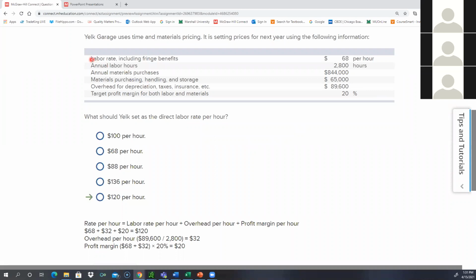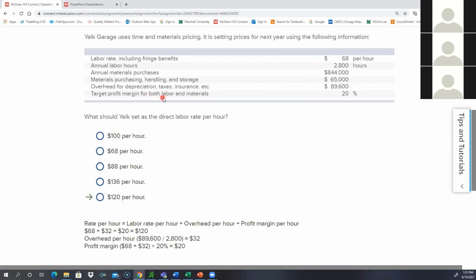Your actual labor rate is $68 an hour. That's given to you. Then you're adding the overhead per hour. Overheads are 89,000 and the number of hours is 2,800 hours. So the overhead rate is $32. So to this $68 basic rate, you added this $32 an hour.